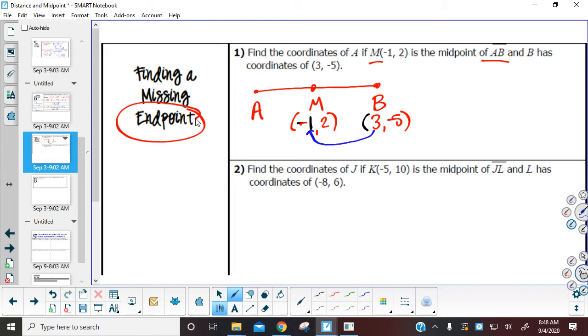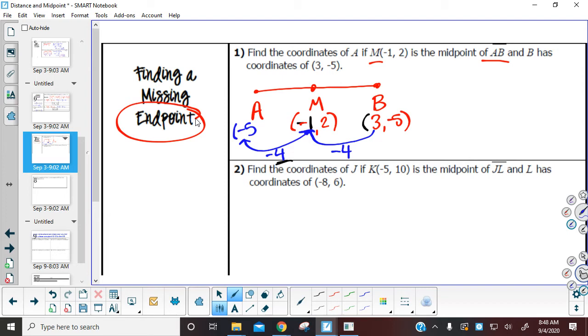Well, to go from 3 to negative 1, I'm subtracting 4. And then I'm going to repeat that from the midpoint to my new endpoint. So I'm going to subtract 4 again. So right now I'm doing negative 1 minus 4, which then gives me a negative 5.